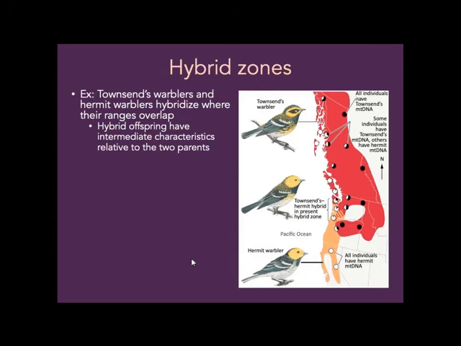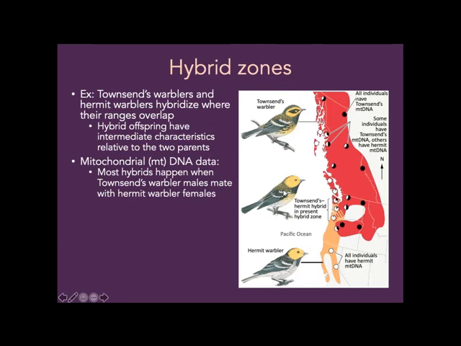Okay, so this is a case of a hybrid zone between Townsend's warblers and hermit warblers. So you can see here, these are the Townsend's warblers, and these are the hermit warblers, and this dotted line here is showing where their ranges overlap. And we can see when we look at them that the hybrid offspring look a little like each species. All right, using mitochondrial DNA, we can find out that most of the hybrids happen when Townsend's warbler males mate with hermit warbler females. And we know this because the hybrid offspring have hermit warbler mitochondrial DNA.